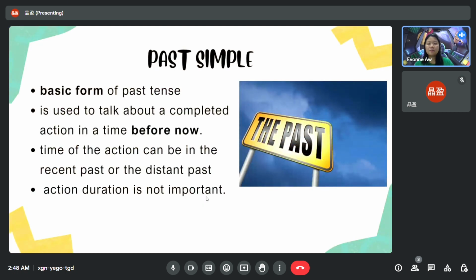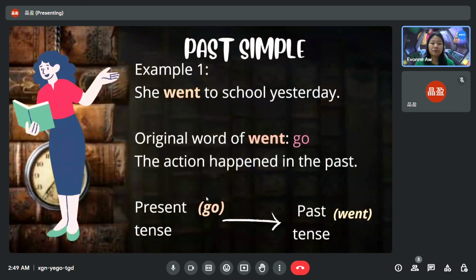Past simple is a basic form of past tense. It is used to talk about a completed action in a time before now. The time of the action can be in the recent past or the distant past. The duration of the action is not important in past simple.